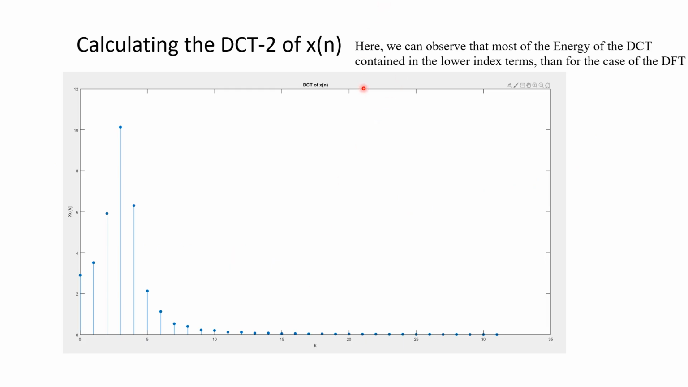After calculating the DCT2 of x of n and plotting it, this is the plot of the DCT2 of x of n. Here we can observe that most of the energy of the DCT is contained in the lower index terms, whereas in the DFT, most of the energy is not concentrated in the lower index terms.